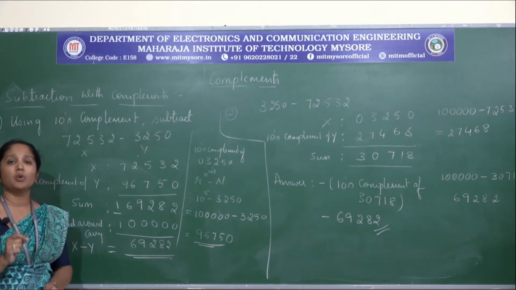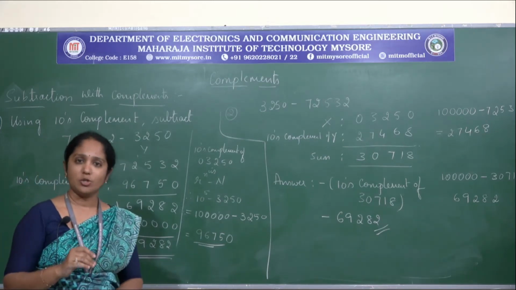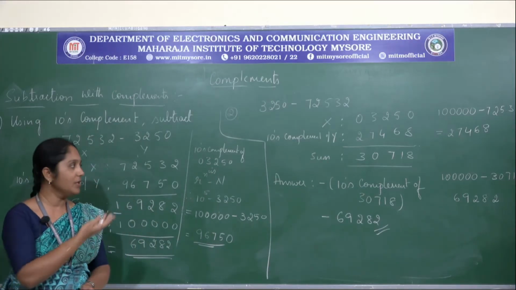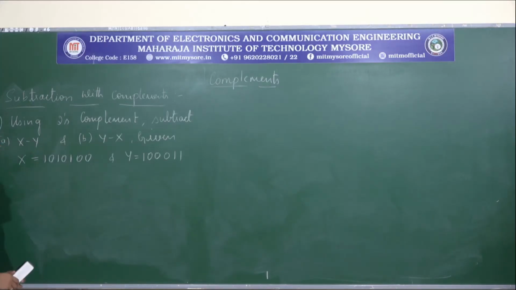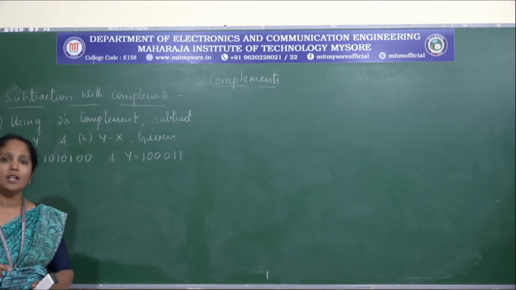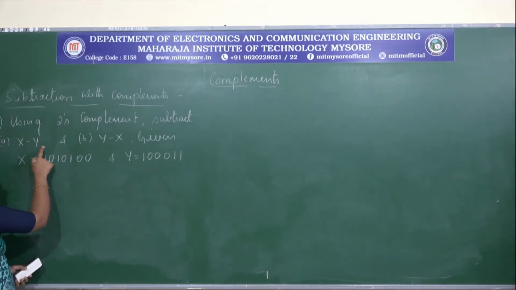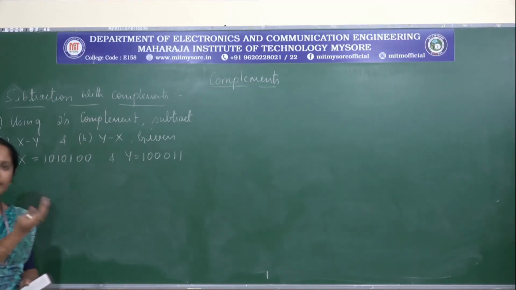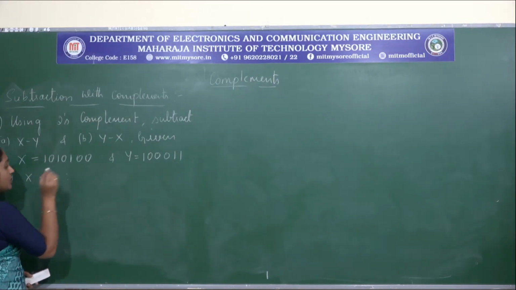In a similar way, we need to understand how to obtain subtraction using 2's complement. Let us learn that by considering 2 examples. Now let us consider one example for understanding how to perform subtraction using 2's complement. Here we have x minus y as well as y minus x. Let us consider x minus y first. Later we will find out y minus x. So, what is the procedure?